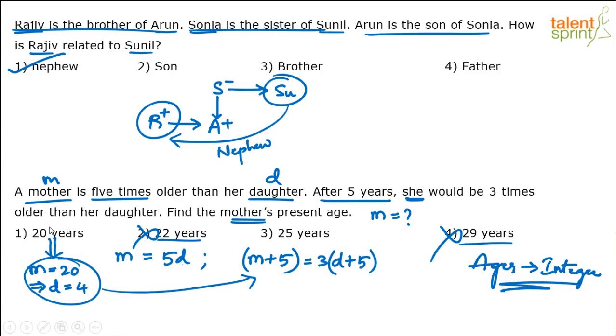So substitute: 20 plus 5, 25, equals 3 times of D plus 5, 4 plus 5, 9. 3 into 9 is 27. Is it equal? No, it's not equal, which means option 1 is wrong. And hence option 3 is the correct answer.